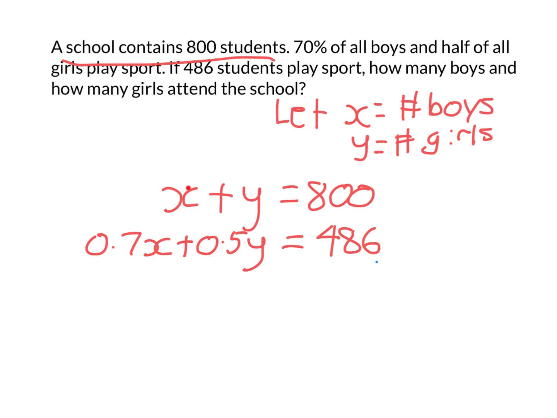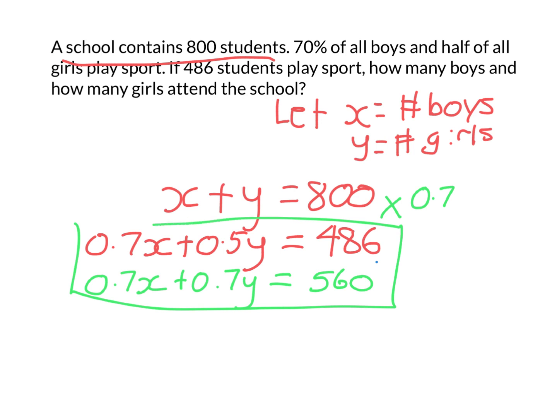So what I'm going to do to make x's have the same coefficient in both equations, I'm going to multiply this equation here by 0.7. So that will mean the first equation becomes 0.7 times x, 0.7 times y, and 800 times 0.7. Now I'm going to focus on these two equations because x has the same coefficient in both equations. So again, same sign for these coefficients means I subtract. So 0.7x minus 0.7x is just 0. So 0.7y minus 0.5y is 0.2y.